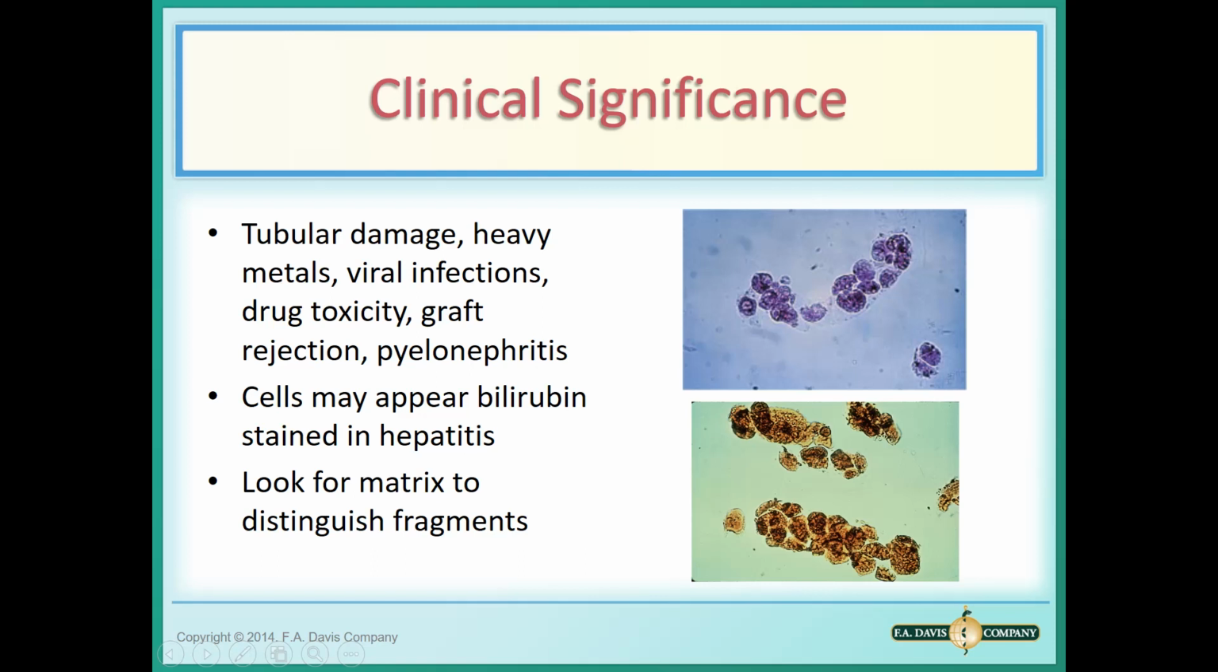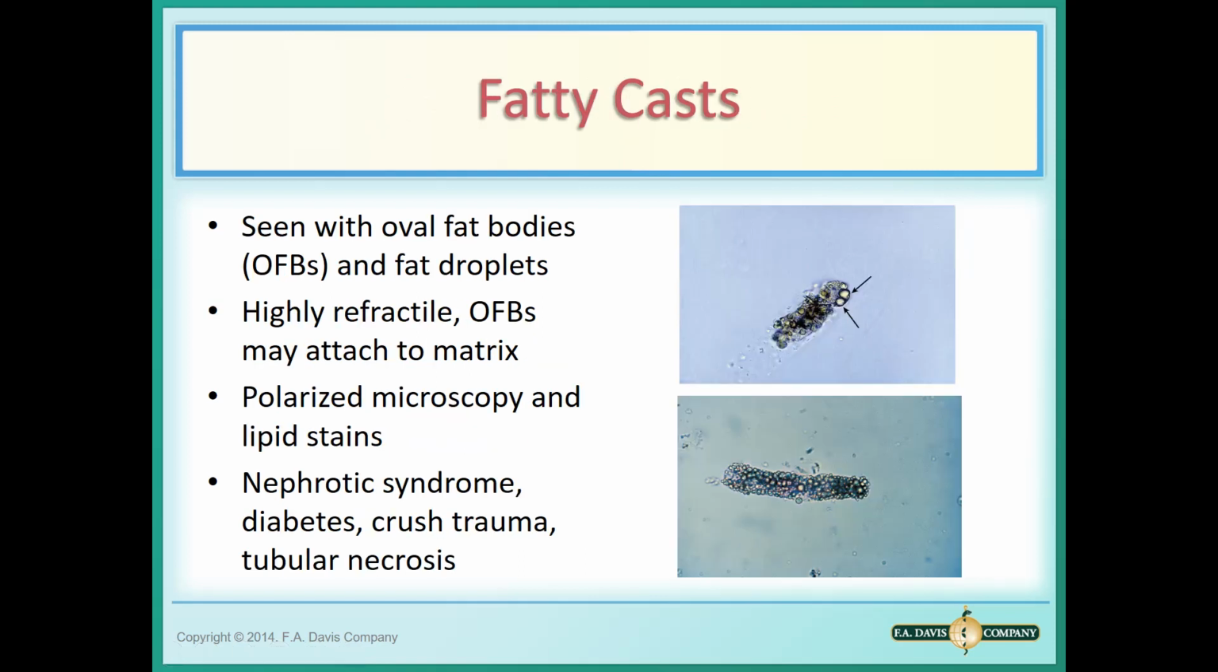They definitely look like tubular cells of some kind that have stained with bilirubin in this case. And in that case, we're going to be wondering whether the patient might have some form of hepatitis.